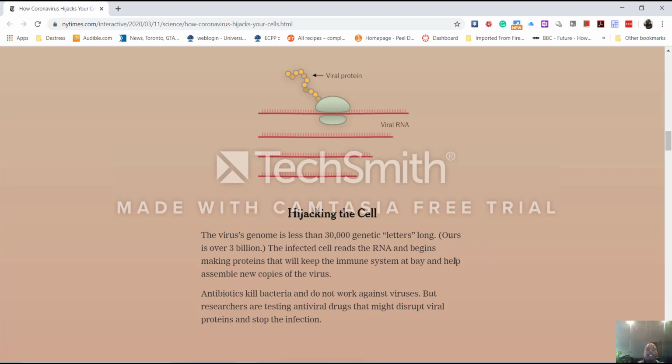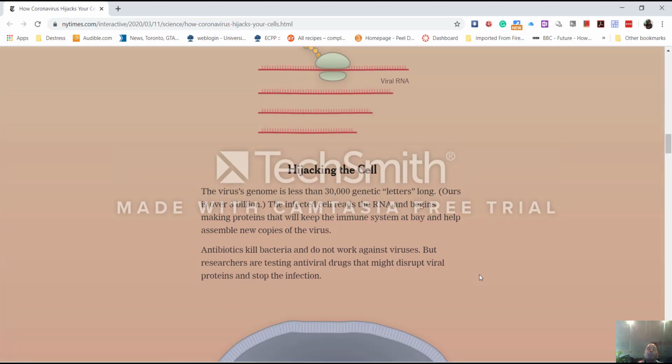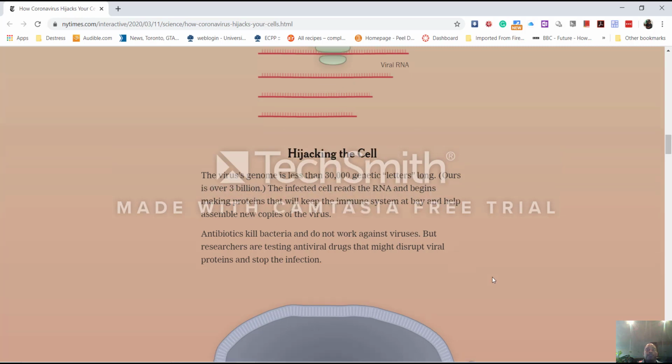Some people talk about using antibiotics. The antibiotics are designed for killing bacteria, something we talk about much more in grade 11. They do not work against viruses. If you want to work against virus, then you need to use antiviral drugs.